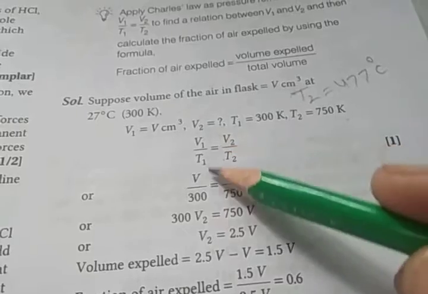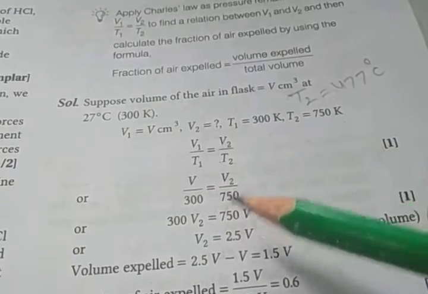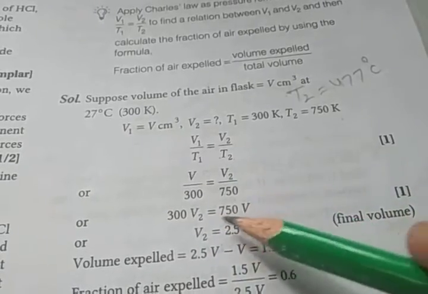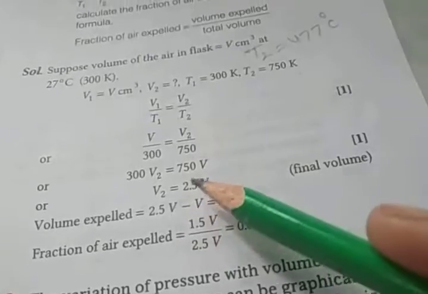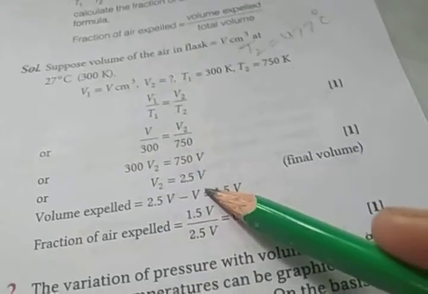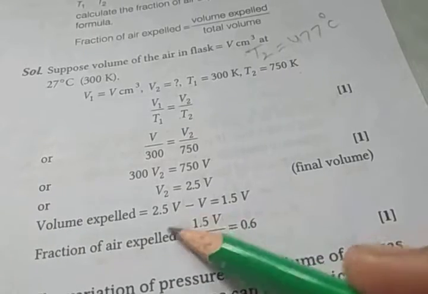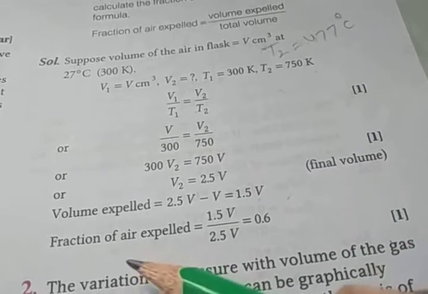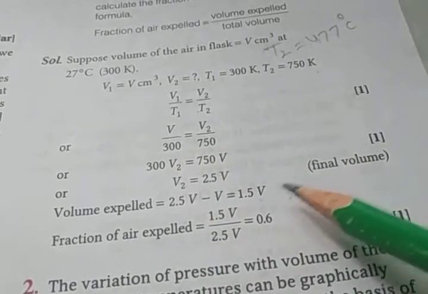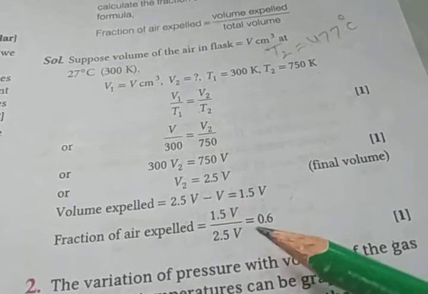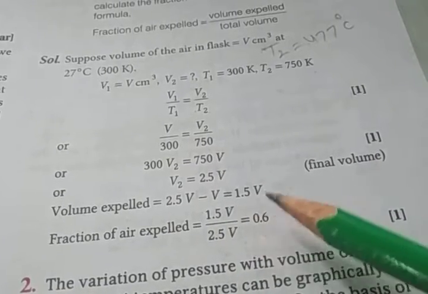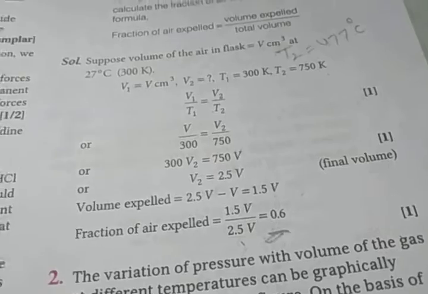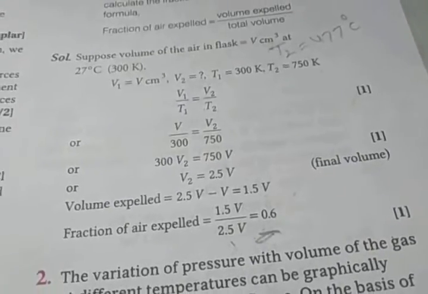We put the values: V1 upon T1 is equal to V2 upon T2, so V divided by 300 equals V2 upon 750. Cross multiplying, 300 V2 is equal to 750 V, so V2 is 750 divided by 300, which is 2.5 V. Volume expelled is 2.5 V minus V, which is 1.5 V. So the fraction of air expelled is 1.5 V divided by 2.5 V, that is, (V2 minus V1) divided by V2, which is equal to 0.6. So the fraction of air expelled is 0.6. Clear?